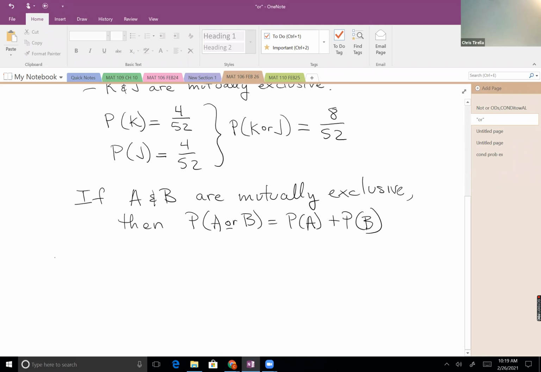So let's look at another example. Let's go back to that deck of cards. Want to pick one. You want the probability that it's a face card or an ace.